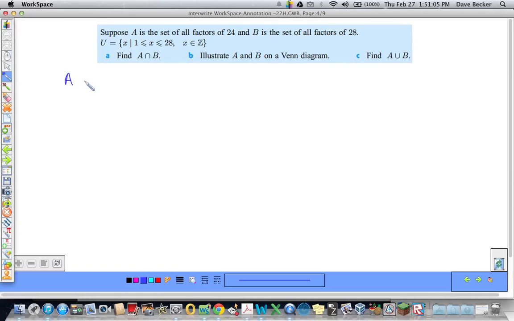Okay, so the set A is equal to, is 1 a factor of 24? Yes, 1 and 24. I like doing it this way, working my way in. 2 times 12 is 24. 3 times 8 is 24. And then 4 times 6 is 24. The set B is equal to 1 and 28.